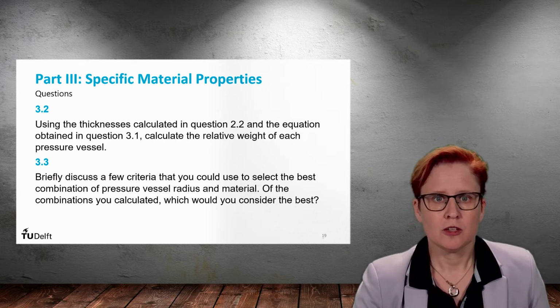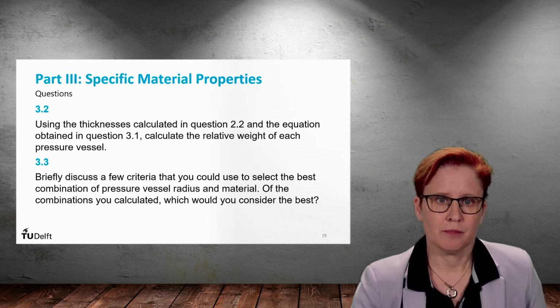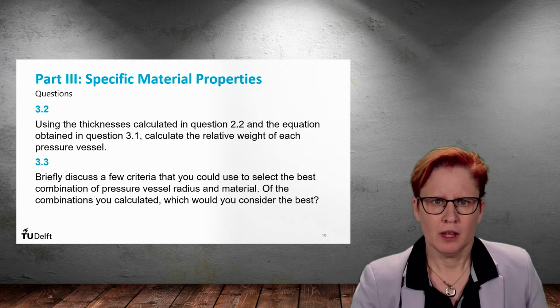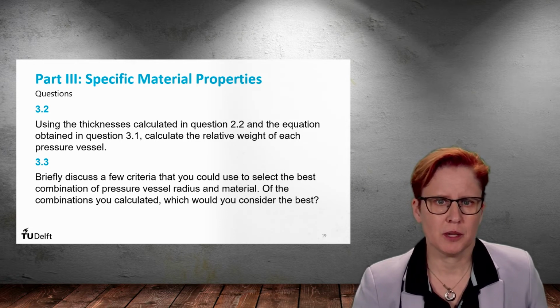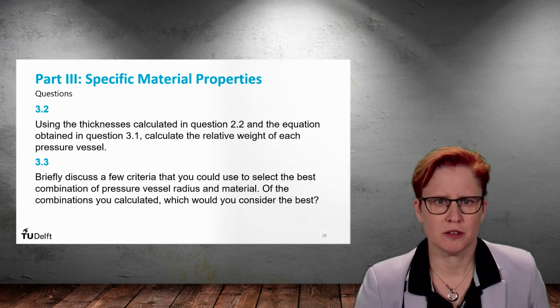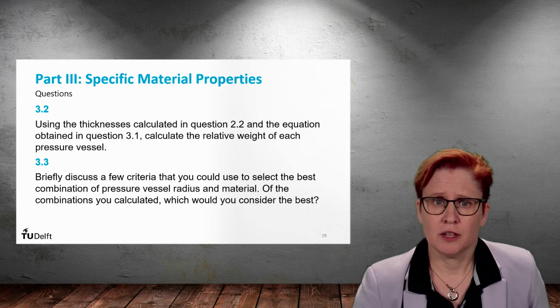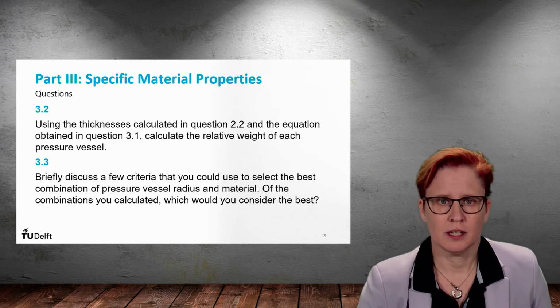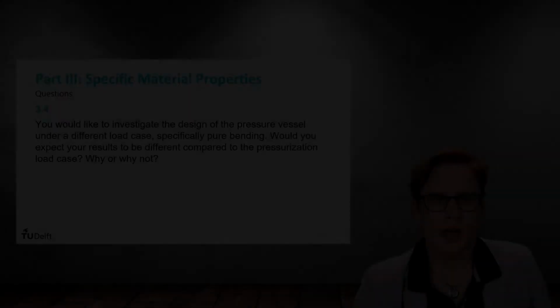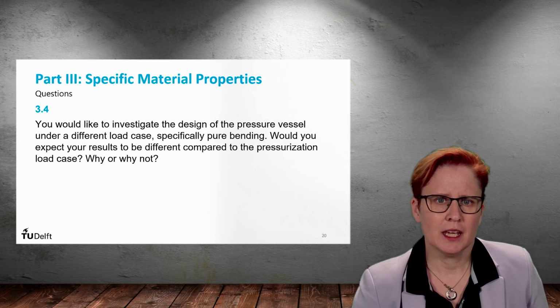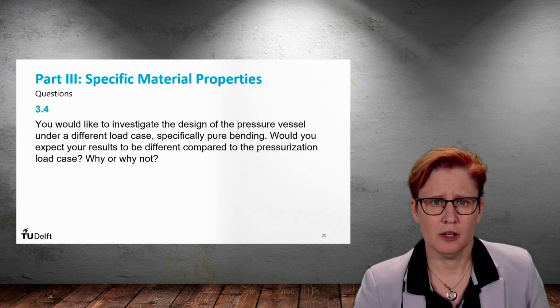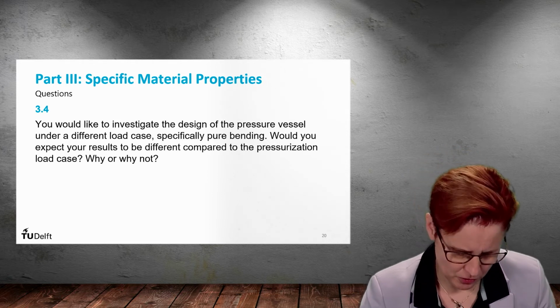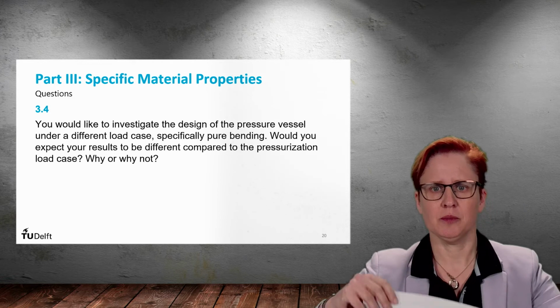So after that, in 3.3, discuss a few of the criteria that you could use to select the best combination of pressure vessel, radius and material. Of the combinations that you calculated, which would you consider the best? And why? And then the final question is, you would like to investigate the design of a pressure vessel on a totally different load case. A specific one, the one of bending. So let me show you a little bit what I mean by that.